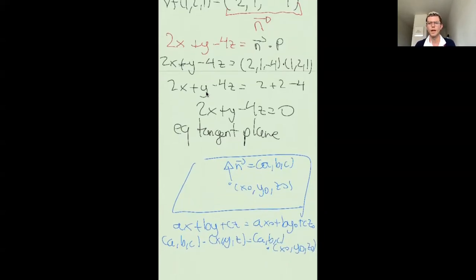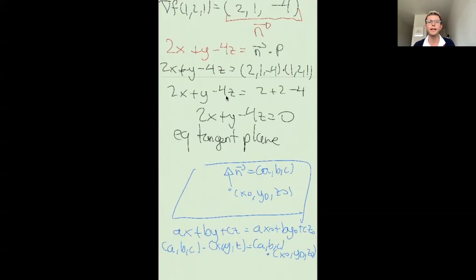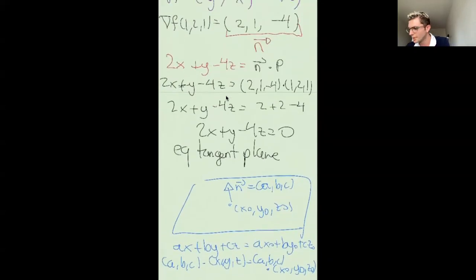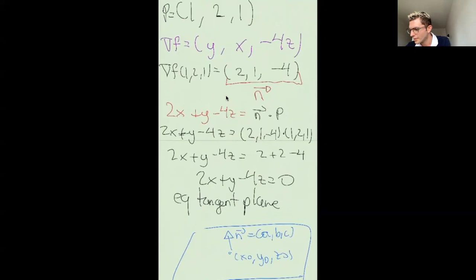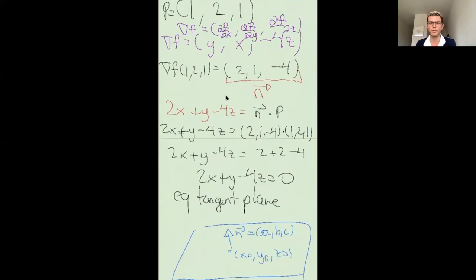Yeah. And yes, regarding the gradient, let me put it on top here. The gradient is just the partial of f with respect to x, partial of f with respect to y, partial of f with respect to z. So that's what I'm computing in the purple one.